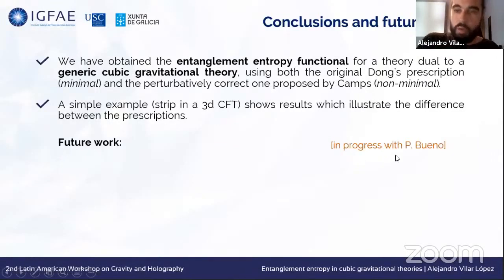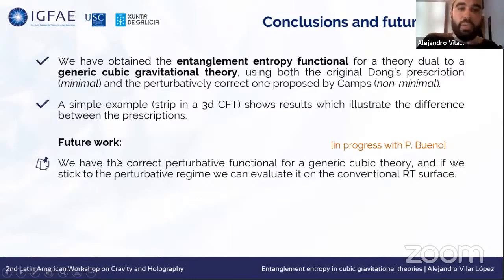I'm developing it with Pablo Bueno. Hopefully, it will be on the arXiv soon. Well, the important thing here is that we have the correct perturbative functional for a generic cubic theory. Because of this, the Dong-Camps prescription is correct. So if we stick to the perturbative regime, we can just evaluate it on the conventional RT surface. This is because the higher order terms you can evaluate on the unperturbed surface, since they are already first order, and the leading order term, the area term, is minimal, so it's invariant under first order perturbations, and a first order perturbation of the surface doesn't change it.